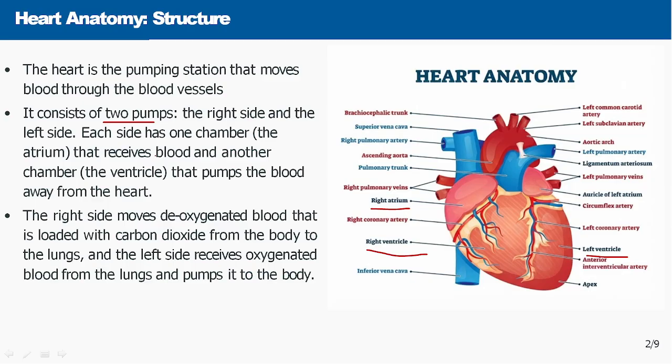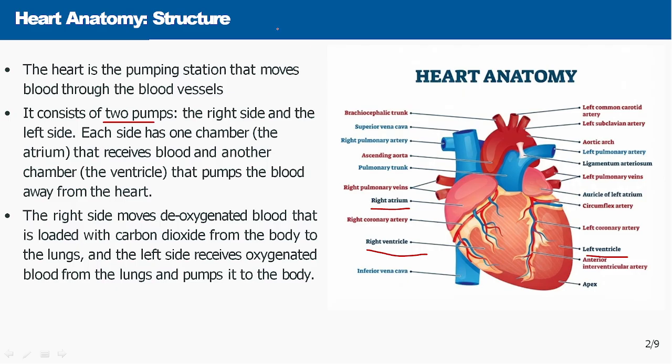Okay. So, the right side actually receives blood from every part of our body. Those bloods are deoxygenated. We can remember it like this: deoxygenated means it contains more carbon dioxide, and oxygenated means the partial pressure of oxygen is higher, a greater concentration of oxygen in that blood. So, the right side moves deoxygenated blood, loaded with carbon dioxide, from the body to the lungs.